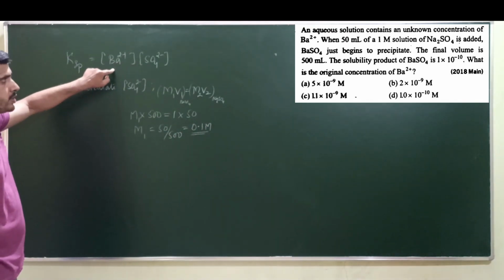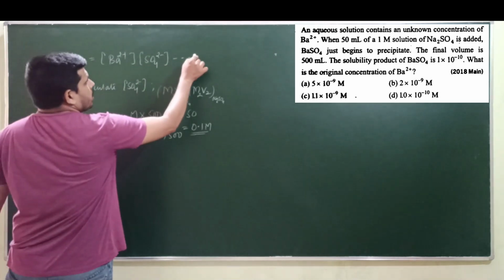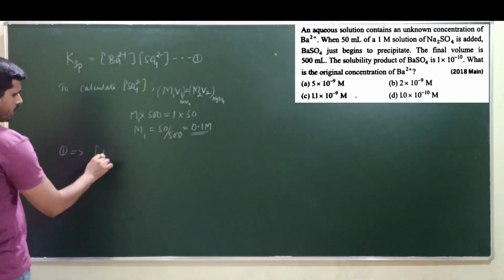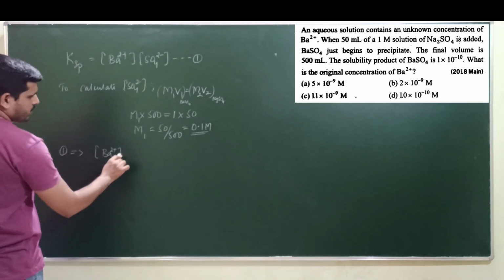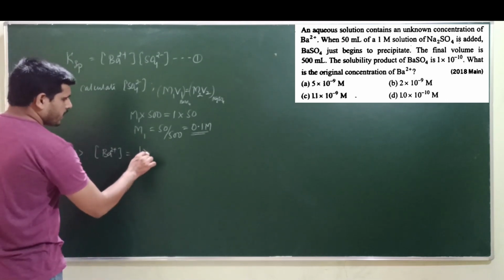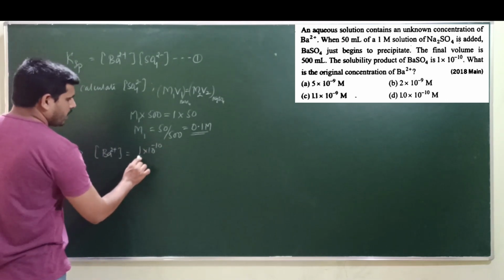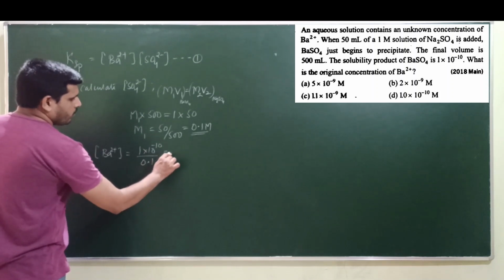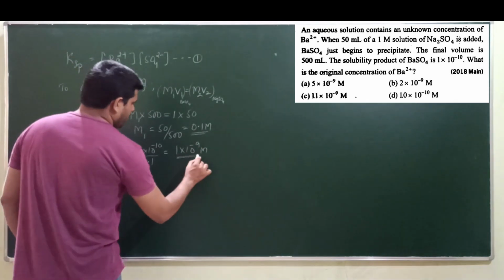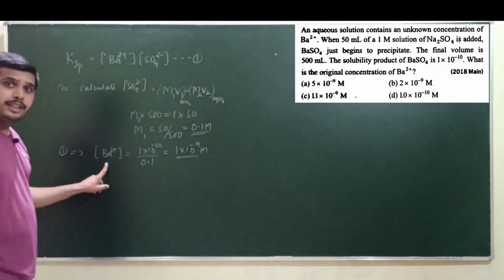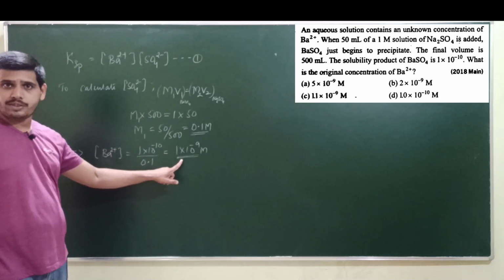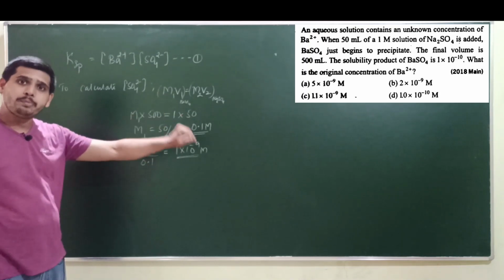Can't we find out the barium concentration now? So equation 1 implies that concentration of barium 2 plus ion is equal to ionic product, equal to solubility product when the precipitation begins. So 1 into 10 to the power of minus 10 divided by 0.1, which is nothing but 1 into 10 to the power of minus 9 molar. So this is the barium 2 plus concentration when precipitation begins. It is not the original or initial concentration.